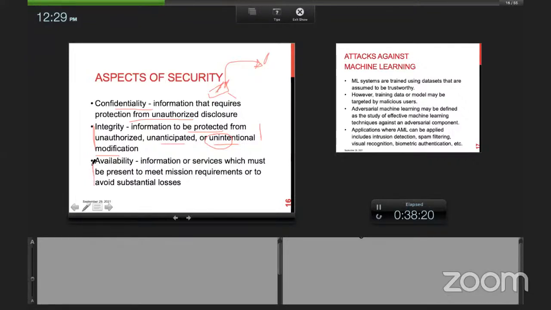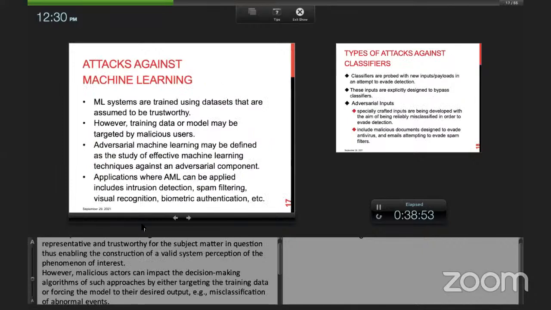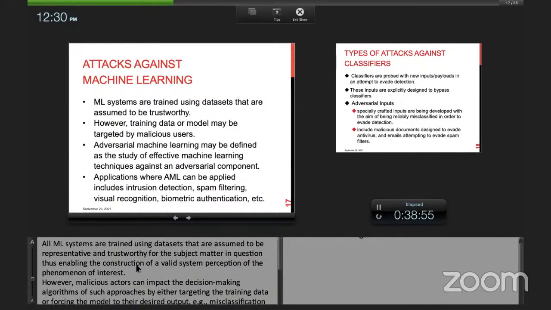And of course, the availability, as I have told you. With respect to health data, whenever you are monitoring a critical patient, availability of data is very, very important, because split second decisions have to be taken. So these aspects of security we will try to keep in mind while dealing with different attacks that may occur in machine learning algorithms and other things.